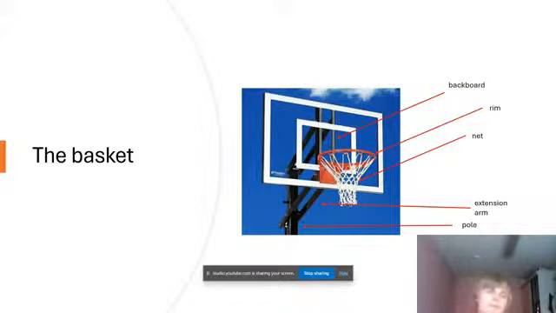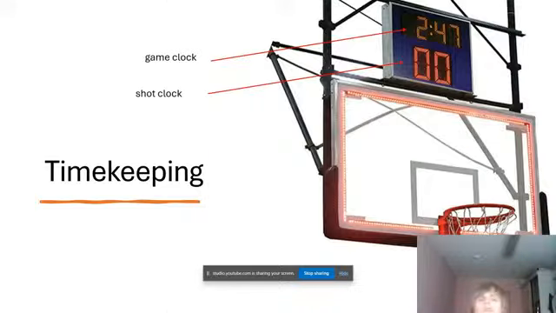And many of us, if any of us have watched a basketball game, can see that they have a certain way to keep time there. So there's the game clock, which shows the total game time. In FIBA regulations, the total game time is 40 minutes, which is split into four quarters, each 10 minutes long.